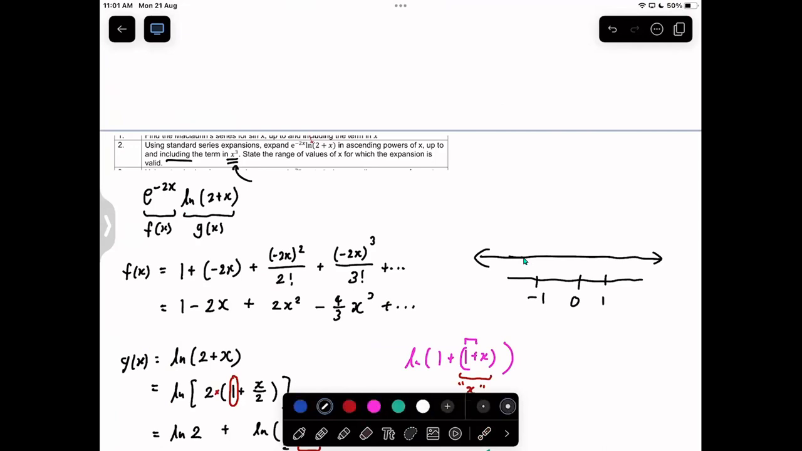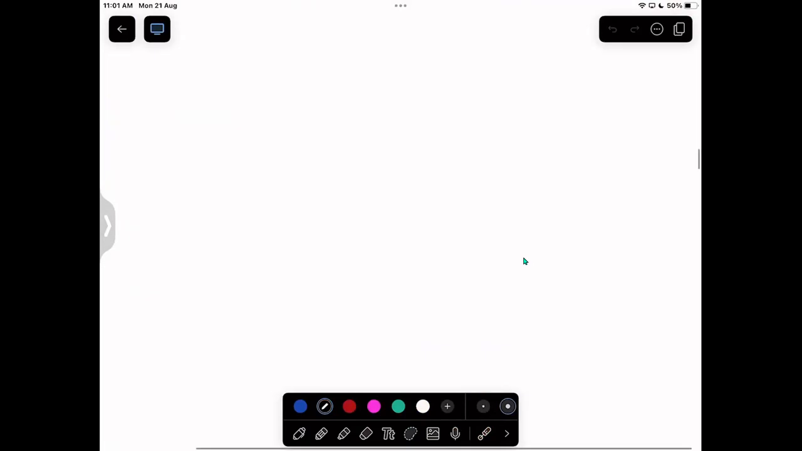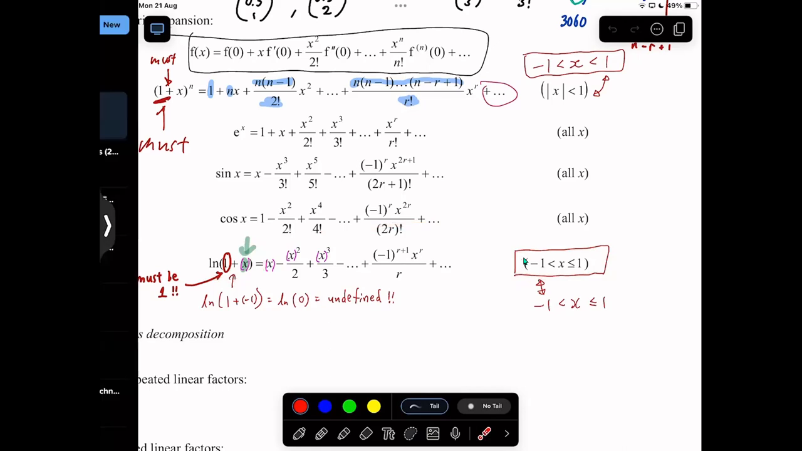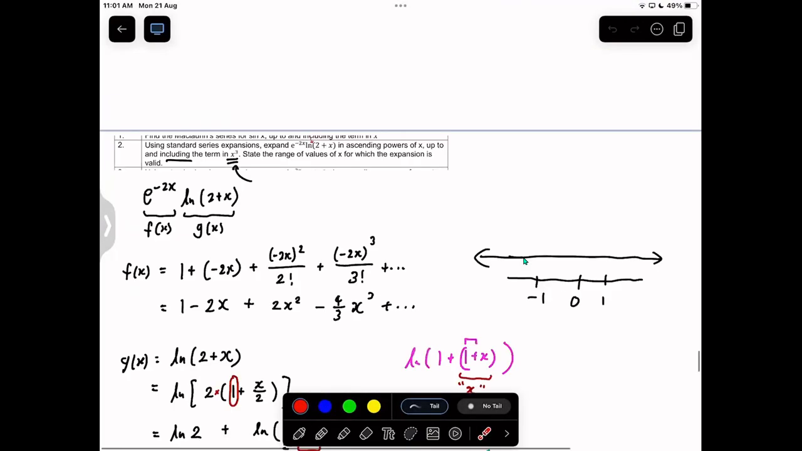Then the next one, we have, what is it? ln(1 plus x), we use this formula, right? They tell us that x must be between -1 and +1. Yes? Let's write that down. For ln(1 plus x), the domain of validity is -1 less than x less than or equal to 1.